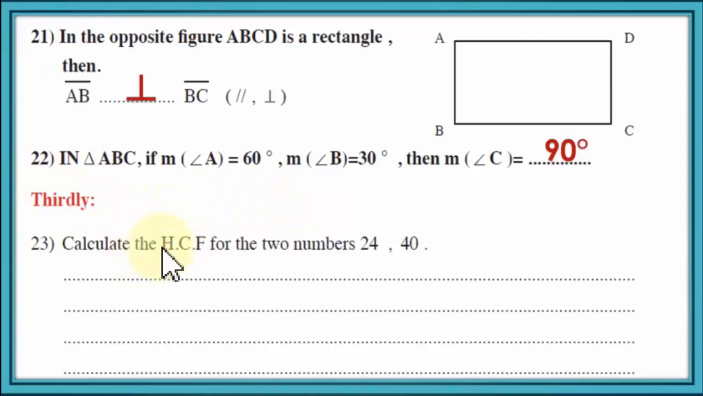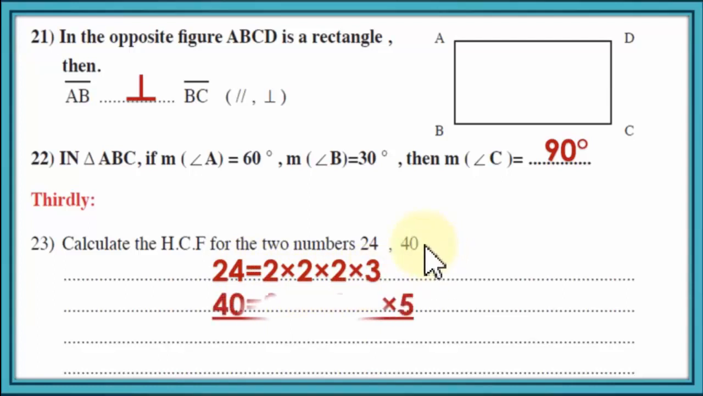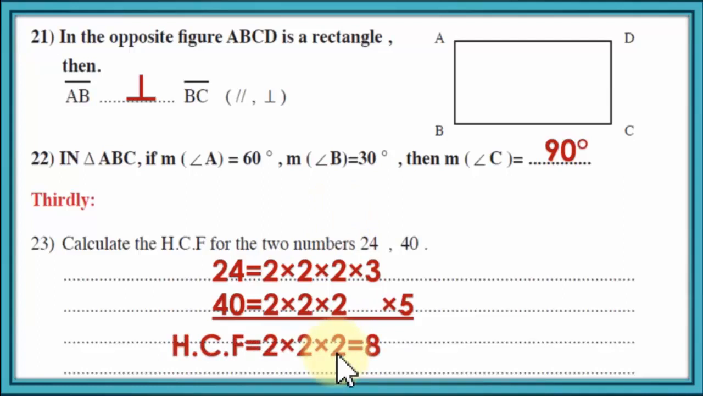Thirdly, calculate the highest common factor for the two numbers, 24 and 40. We will factorize 24 to its prime factors. So 24 equals 2 times 2 times 2 times 3. What about 40? 40 equals 2 times 2 times 2 times 5. When you want to calculate the highest common factor, look at the common digits here. 2 times 2 times 2. So the HCF equals 8.